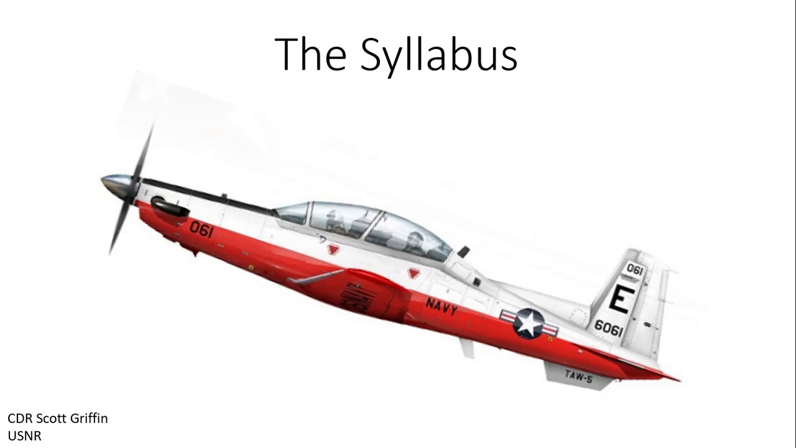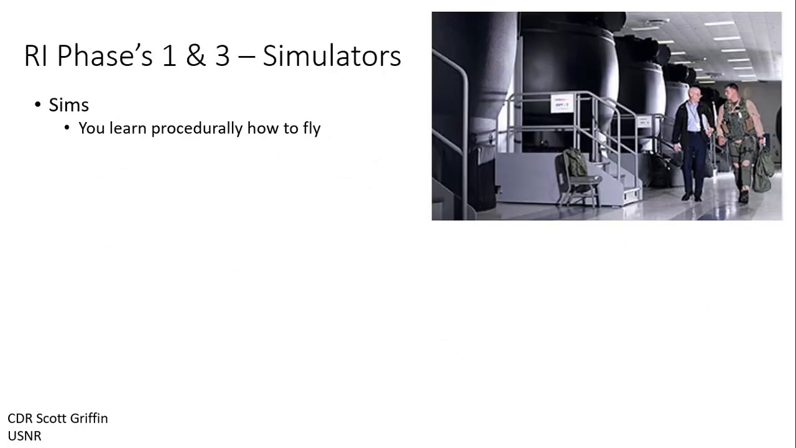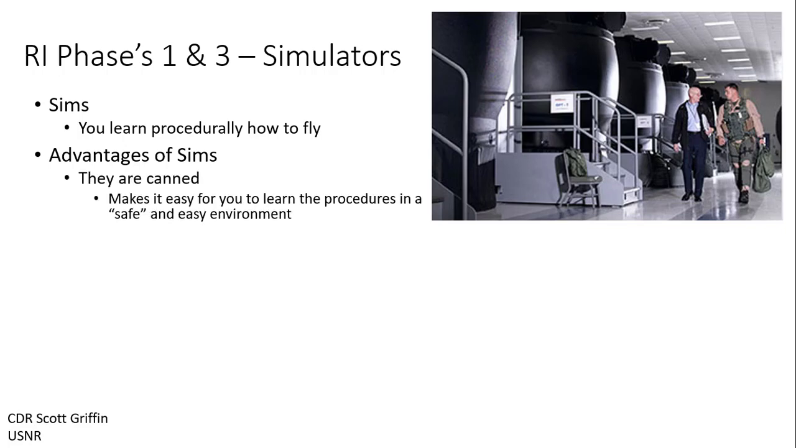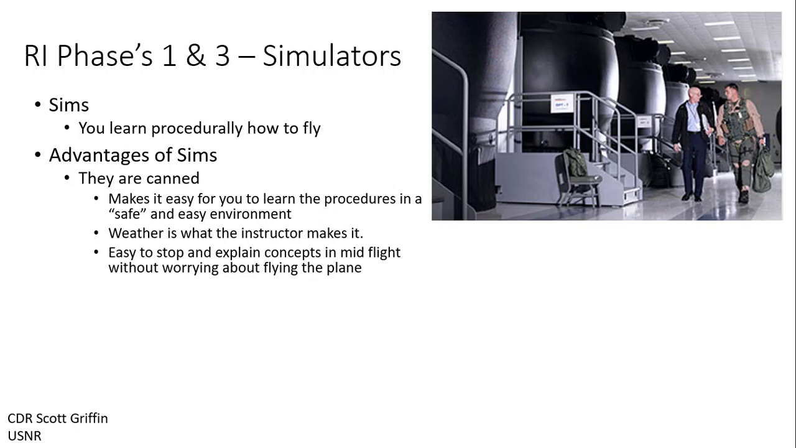So what can you expect of the syllabus? Well, in the RI stage, you're going to go to the sims. And in the sims, you're going to learn procedurally how to fly. You guys are going to be pretty good at flying a VOR and flying an ILS and a PAR and those things. And the advantages of the sims are these. They're canned. In other words, it makes it easier for you to learn your procedures in a safe environment because you know what to expect. The weather is what the instructor can make it, and it's easy for the instructor to stop the plane in mid-flight to explain concepts without you having to worry about flying the plane.